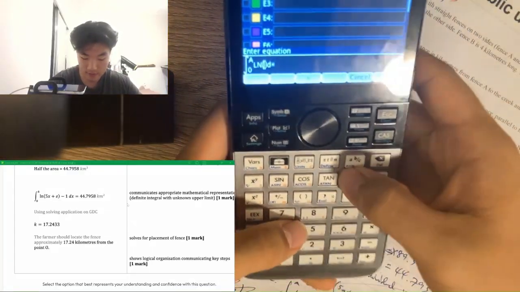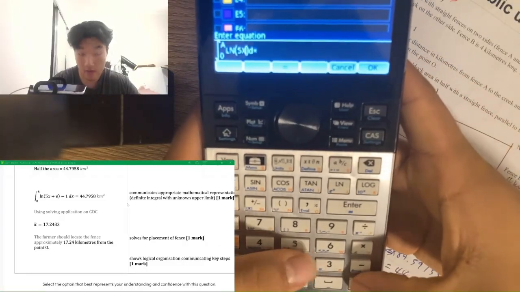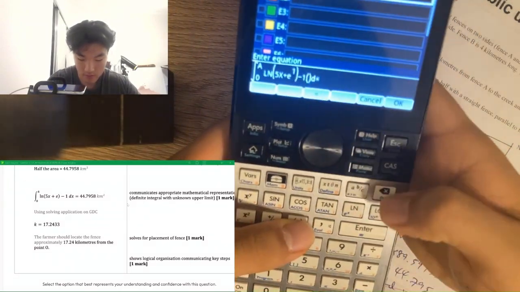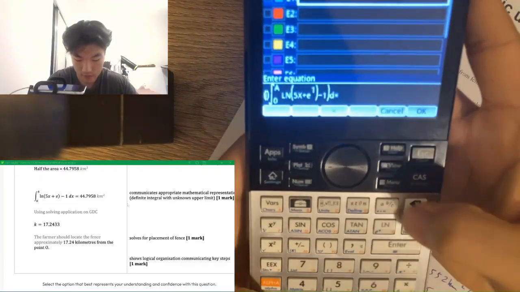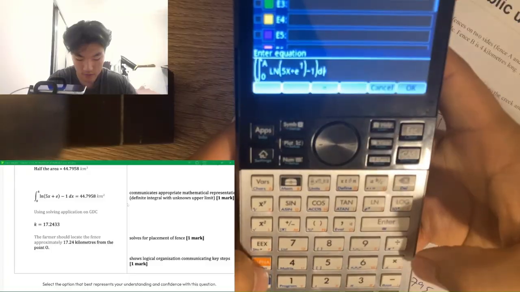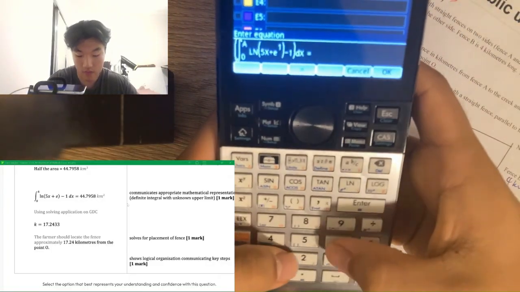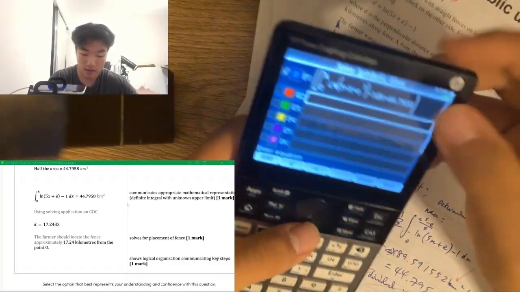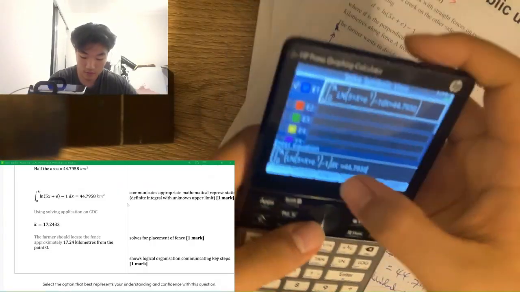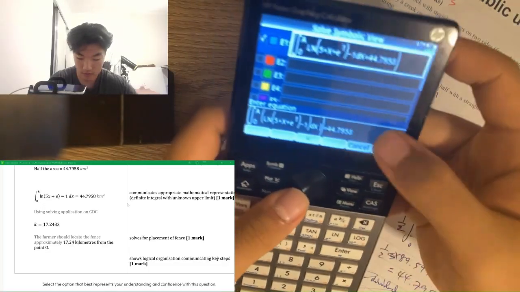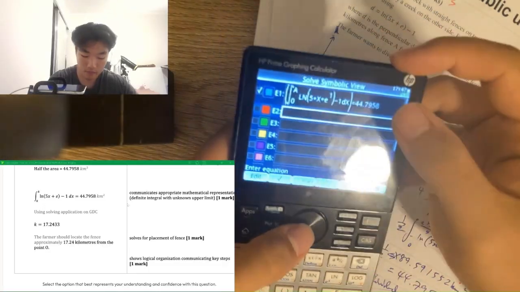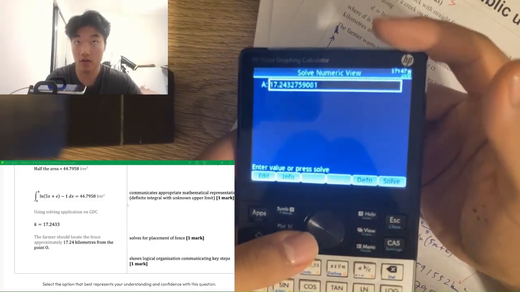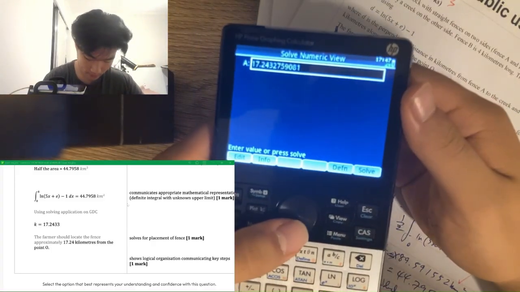Let's say it's ln of 5x plus e to the power 1, minus 1. Then you put this all in a bracket as well. And we know that it's in terms of x. And this equals 44.7958. We press OK. That is not what I meant. So this. Okay. Then I think you've got numerical. Then you press solve. There we go. Okay, we do get the answer. So that's how you do it.